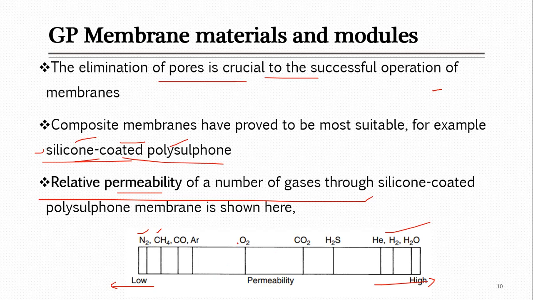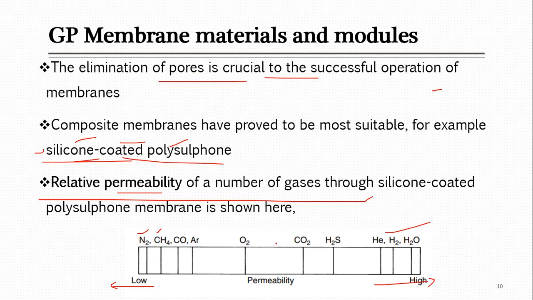The same kind of data is available, because membranes have been used since the 1980s, as you have studied. They are used in industry on a large scale, so a lot of data is available for these kinds of systems, in which you can look at the membranes which are suitable for your system.